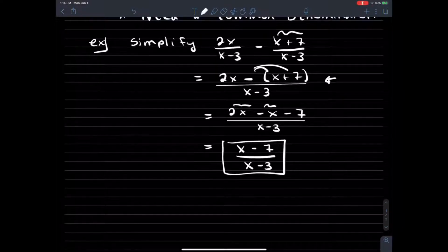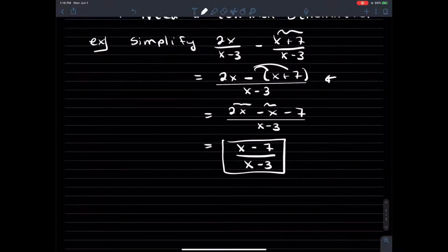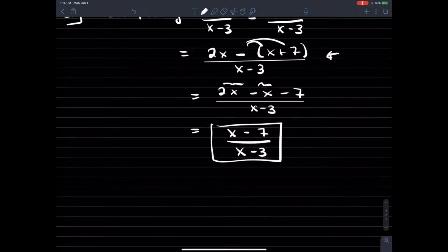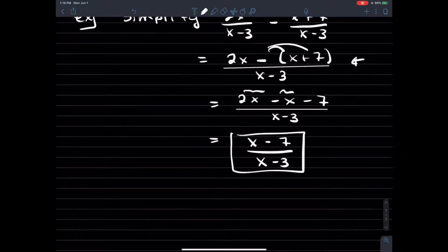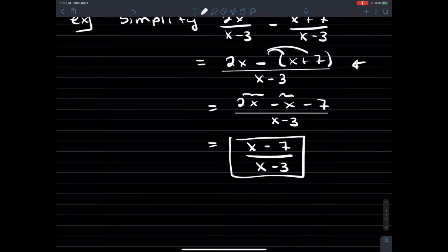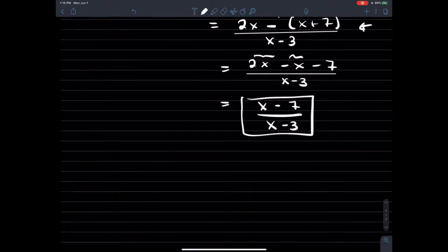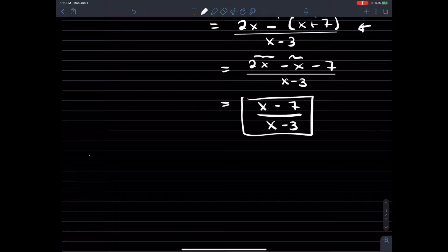You might be tempted to cross off those x's, but remember when you simplify, you cancel factors, not terms. Terms are separated by pluses and minuses, and we don't want to cancel those terms that are in x. Okay, so that was subtract. Adding's the same thing.